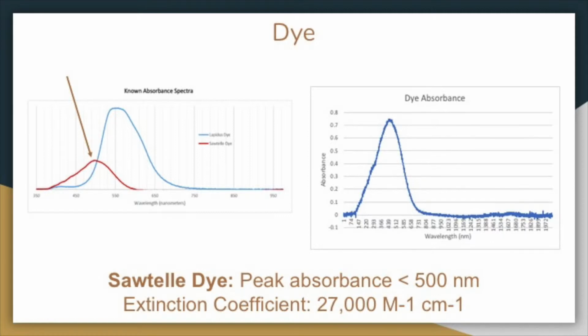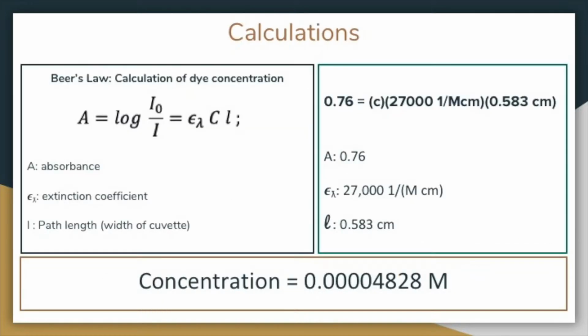Comparing this absorbance to the known spectra, we determined that our dye must have been Swateli dye, as its peak is around 500 nanometers. This dye has an extinction coefficient of 27,000 1/molarity centimeters. Using the known peak absorbance of about 0.76, the extinction coefficient, and the width of the cuvette over the distance between light and the photometer, the concentration of the dye in the cuvette was determined in units of molarity. This makes sense because it would take very little dye to create a potent color effect.